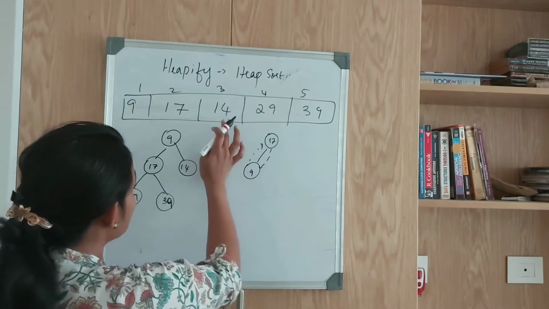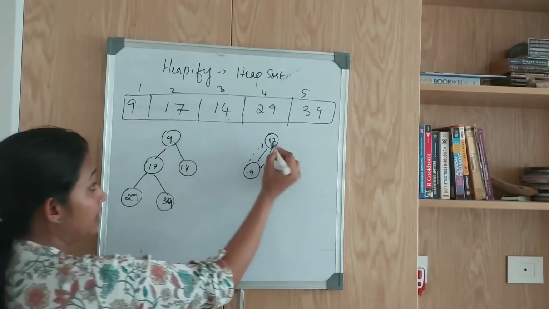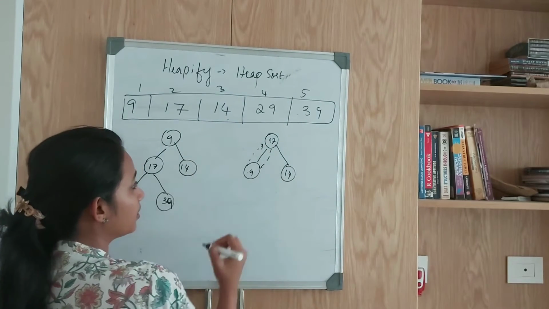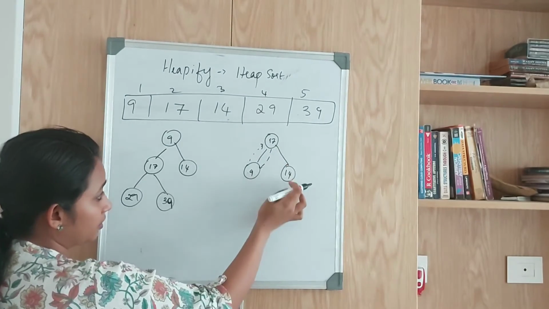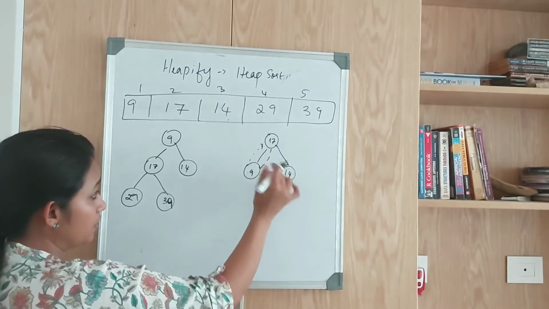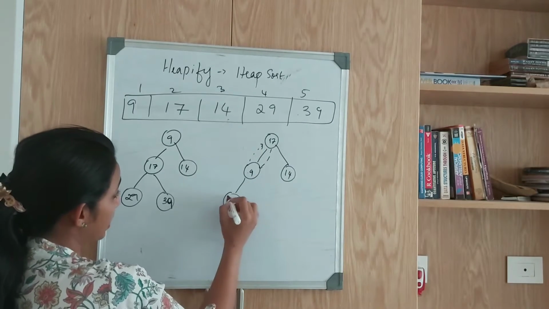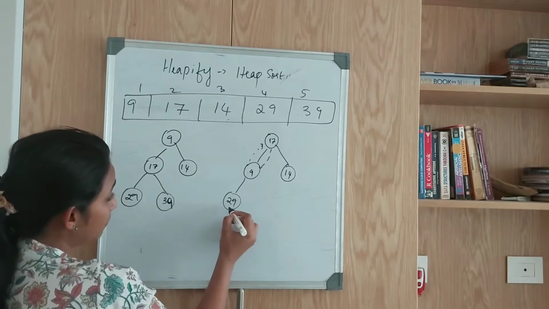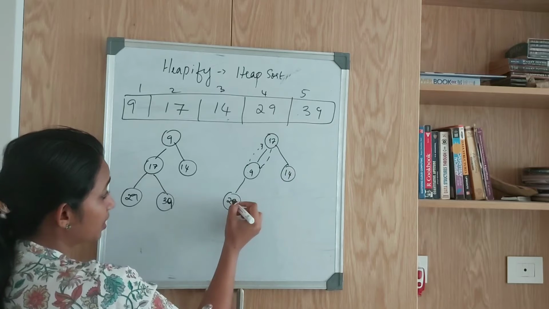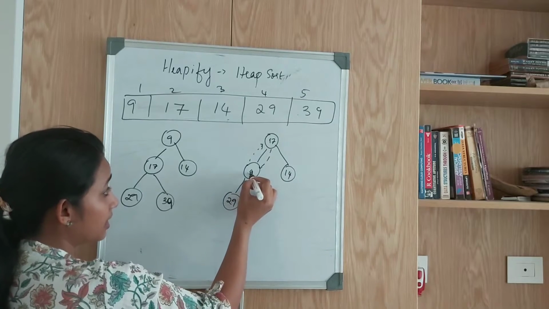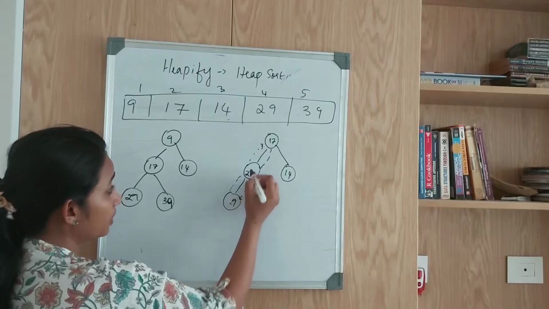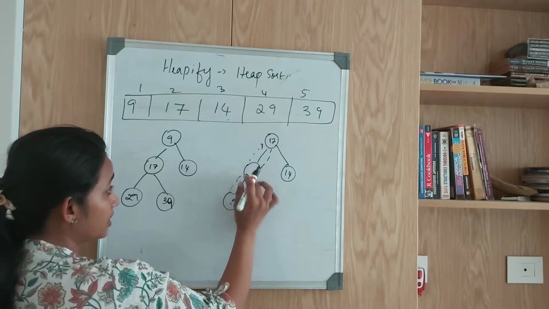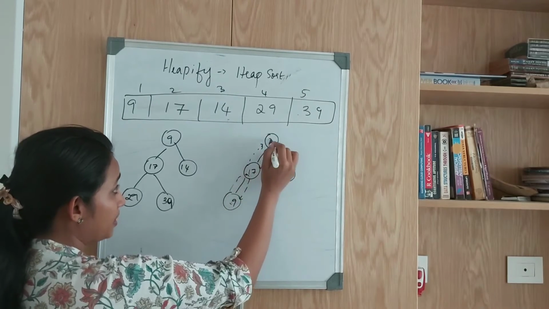Then you picked 14 and entered it. Then you check whether 14 is greater than 17. No. So you go ahead with 29. When you go ahead with 29, from bottom to up, you start comparing 29 and 9. Yes, it is greater, so you swap it. And again you go up and check whether it is greater. Yes, it is greater, so you swap it.